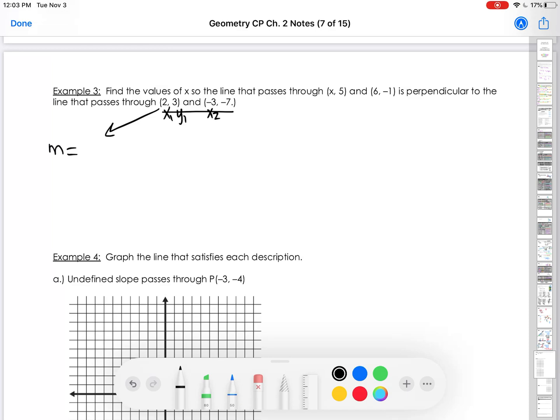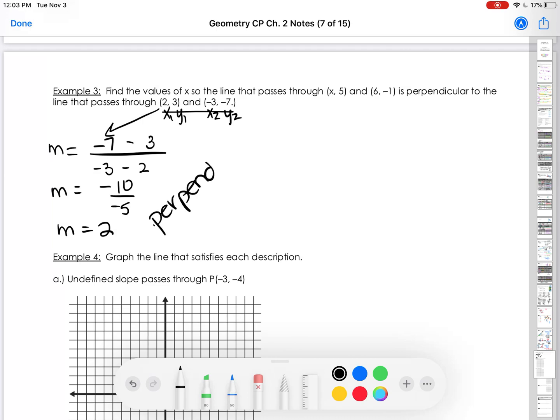So m is going to equal, we have x1, y1, x2, y2. So that's -7 minus 3, and that's -3 minus 2. So that's going to give us a slope of -10 over -5, or +2. All right, so +2 is the slope of one of the lines. So we want the perpendicular slope. So what would be perpendicular to 2? Well, change it to negative and flip it over. Technically, it's 2 over 1, so that would be -1/2. Okay, so we want -1/2 to be what we get when we take the slope.